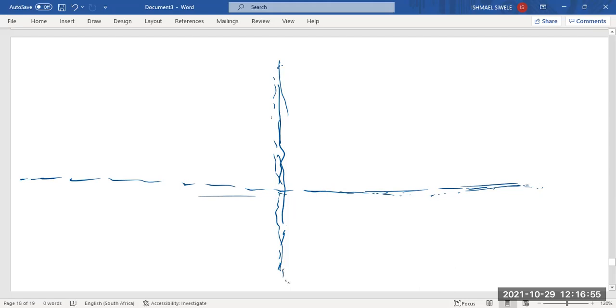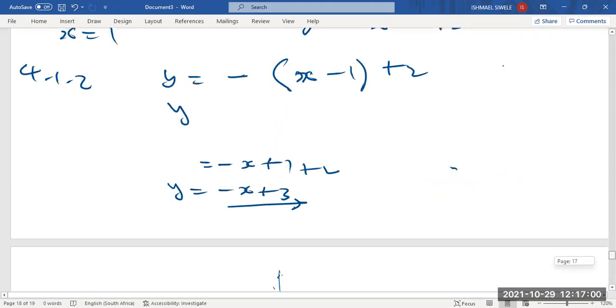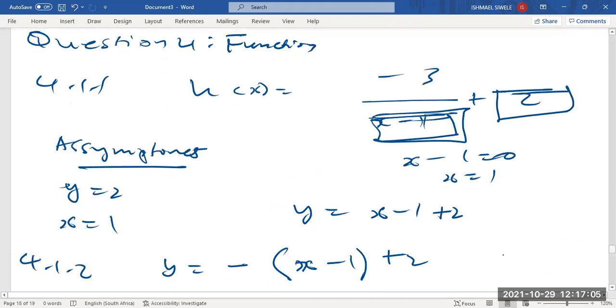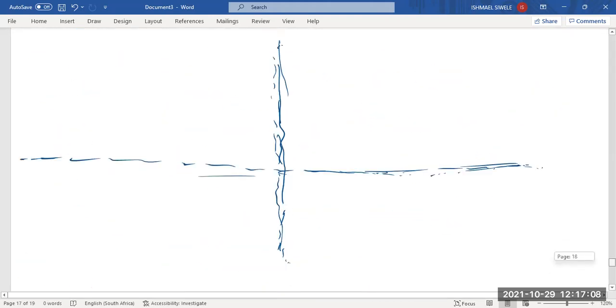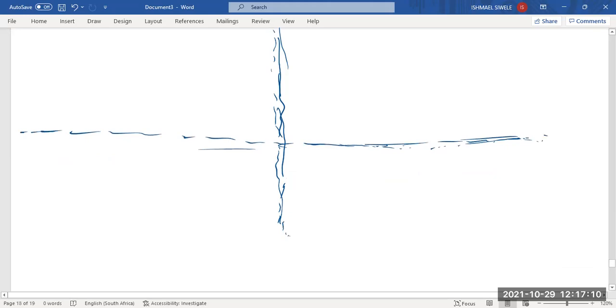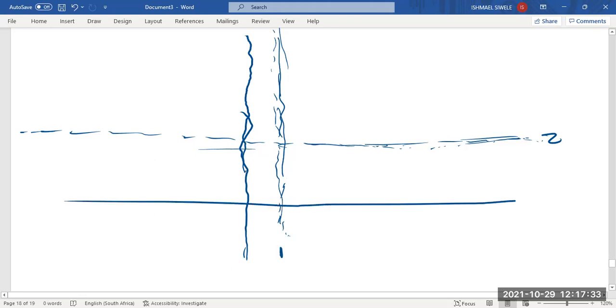And what did we see as our asymptotes? We have them somewhere there on top: y equal to 2 and x equal to 1. So my y is 2 and x is 1. I'm going to put my Cartesian plane somewhere here. So this is my Cartesian plane now, and then I put the 2 here. So, asymptotes done.